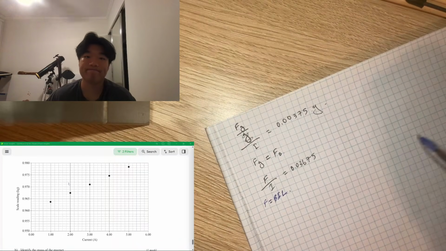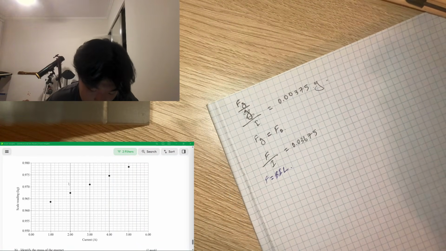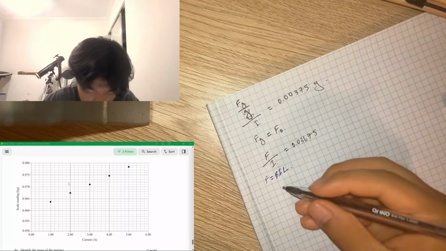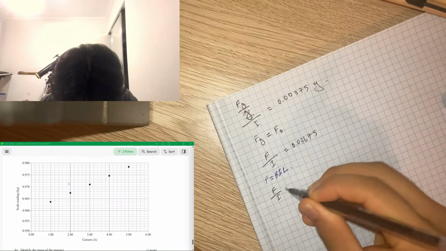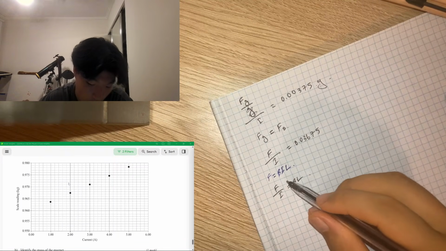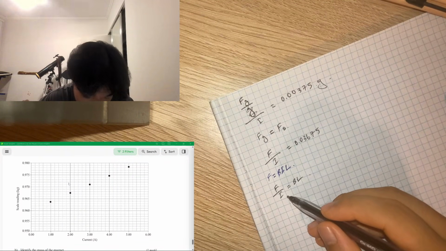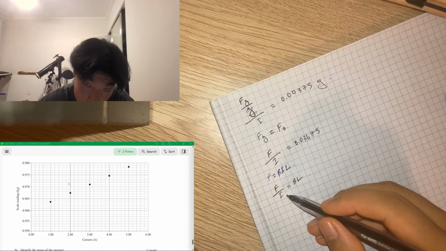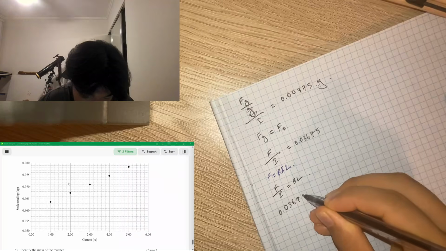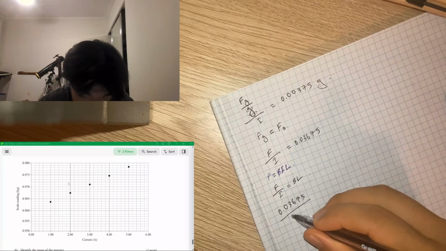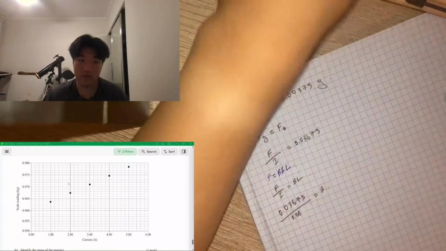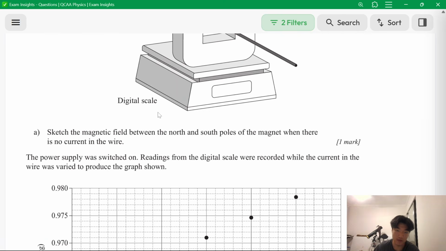Wait a minute. Oh, wait, no. Oh, I was about to say, wait, like, something's up. Not necessarily, no. We know, so if we rearrange, we get this, so we can just sub this value in, and then we divide it by the length, which was given, 0.08. That should be our magnetic field strength.